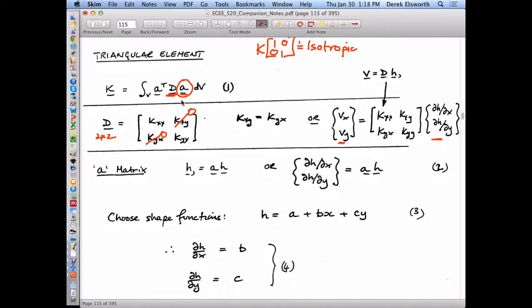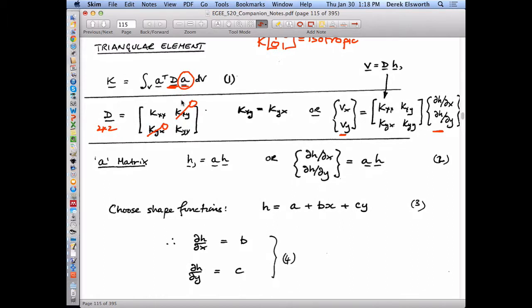We'll do that in a slightly different way. Last time, and this time as well, we said that the gradients of heads are equal to the A matrix multiplied by H. If we want to get that, then we can get the magnitude of the A matrix as being equal to the derivative of the shape function matrix. So these are both just the derivatives of those. We could do that here, but we'll do something slightly different.